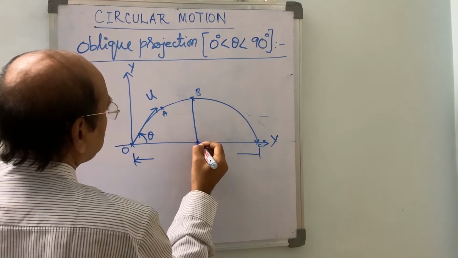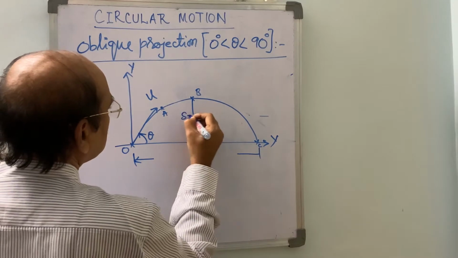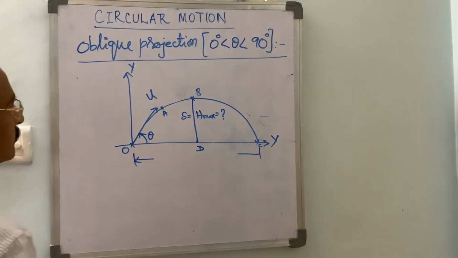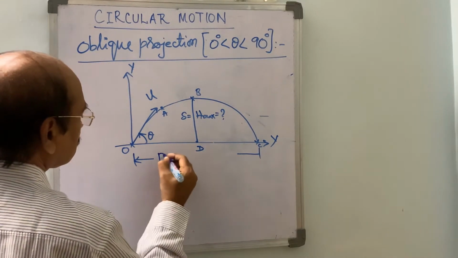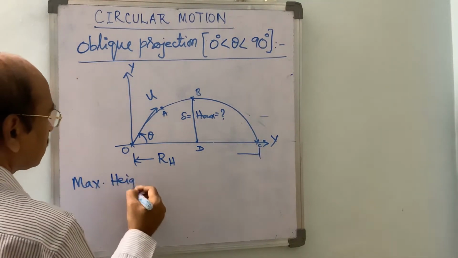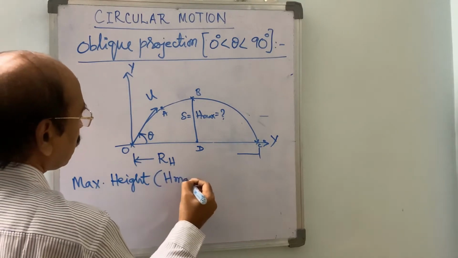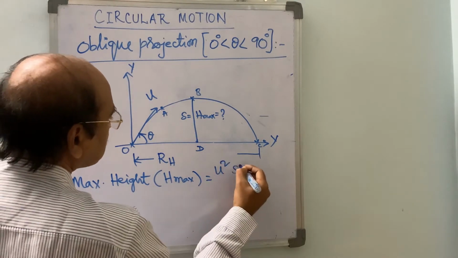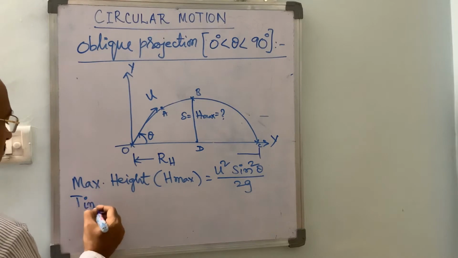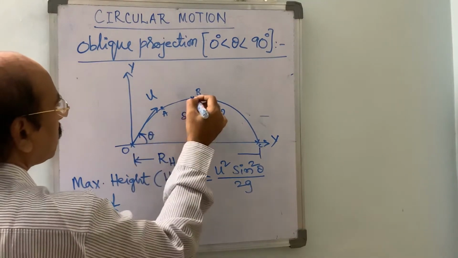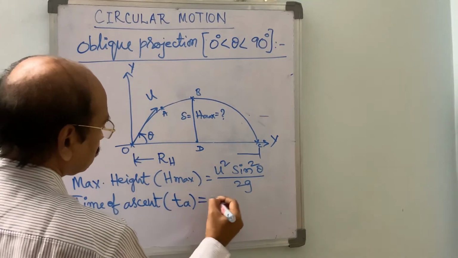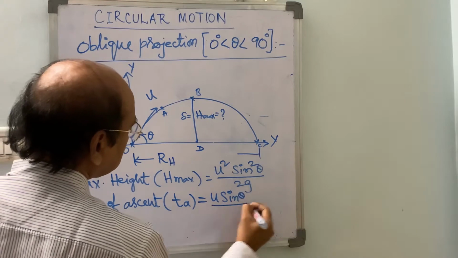This is the maximum height reached by the projectile. So maximum height reached is equal to, in this case, u square sin square theta by 2g. Time of ascent is time taken to reach from O to B, u sin theta by g.